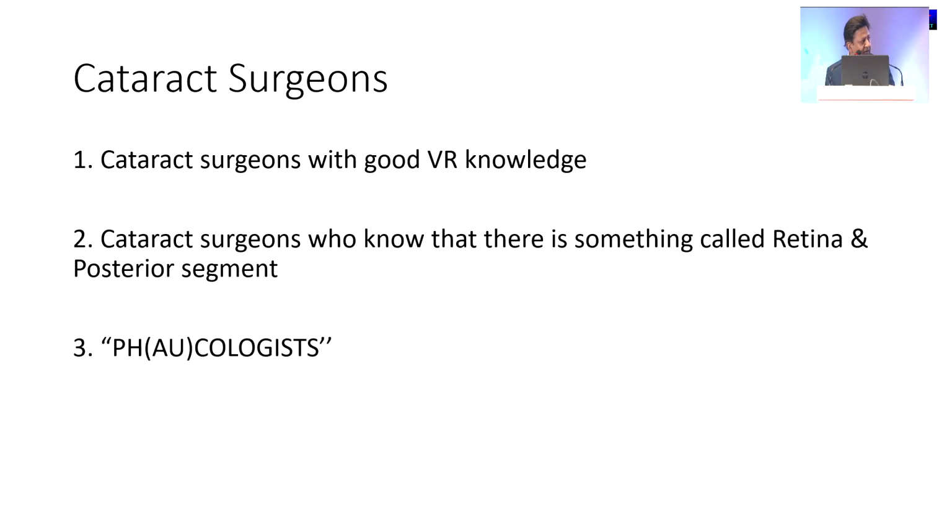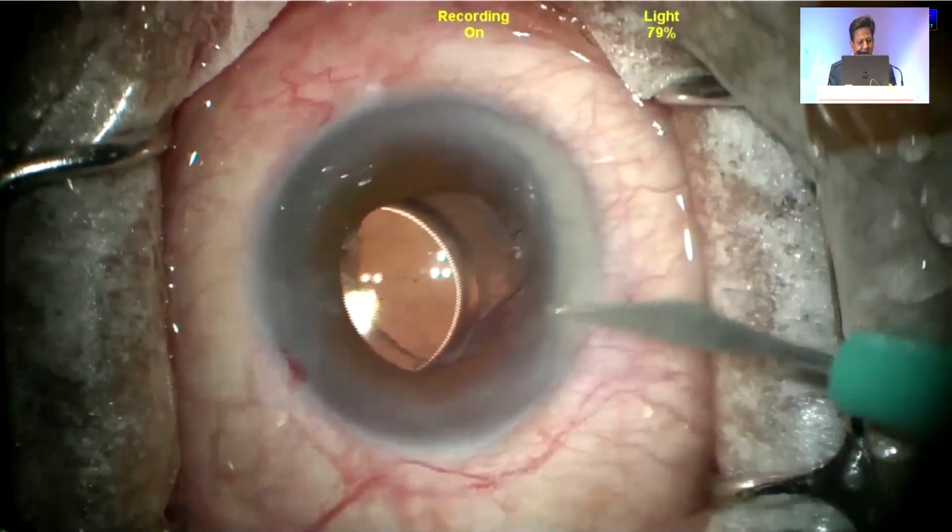So I think the time is over. In conclusion, I'll say there are three types of cataract surgeons. The first is cataract surgeons with good VR knowledge who will do a proper pre-op and intra-op and post-op evaluation. And the cataract surgeons who know that there is something called retina and posterior segment will have some kind of retina surgeon working with them. And the last one is the phacologist who just aims to put in a lens and forget about anything else.